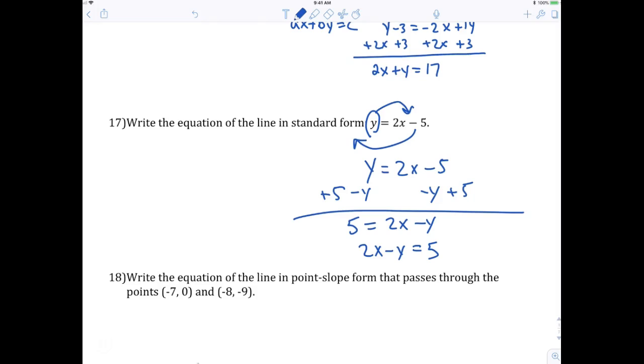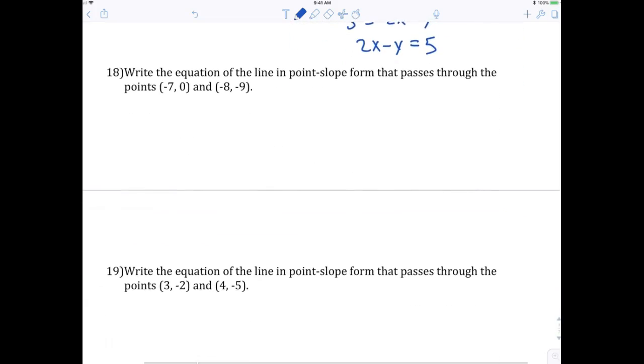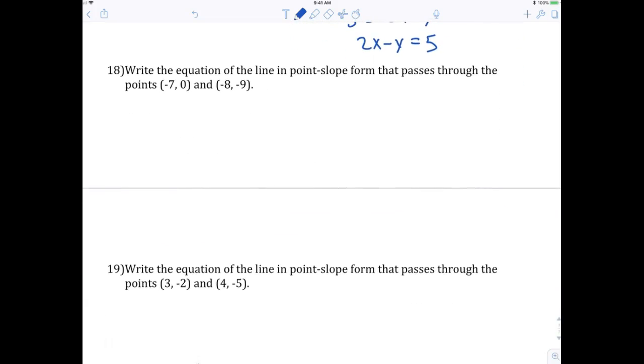All right, here we go. Pushing forward. All right, 18. I need point slope. Since I'm trying to find something in point slope, I have to find the slope. So remember, m equals y2 minus y1 over x2 minus x1. So negative 9 minus 0 over negative 8 plus 7. Negative 9 over negative 1, which is the same as 9. It makes no difference what point you choose.